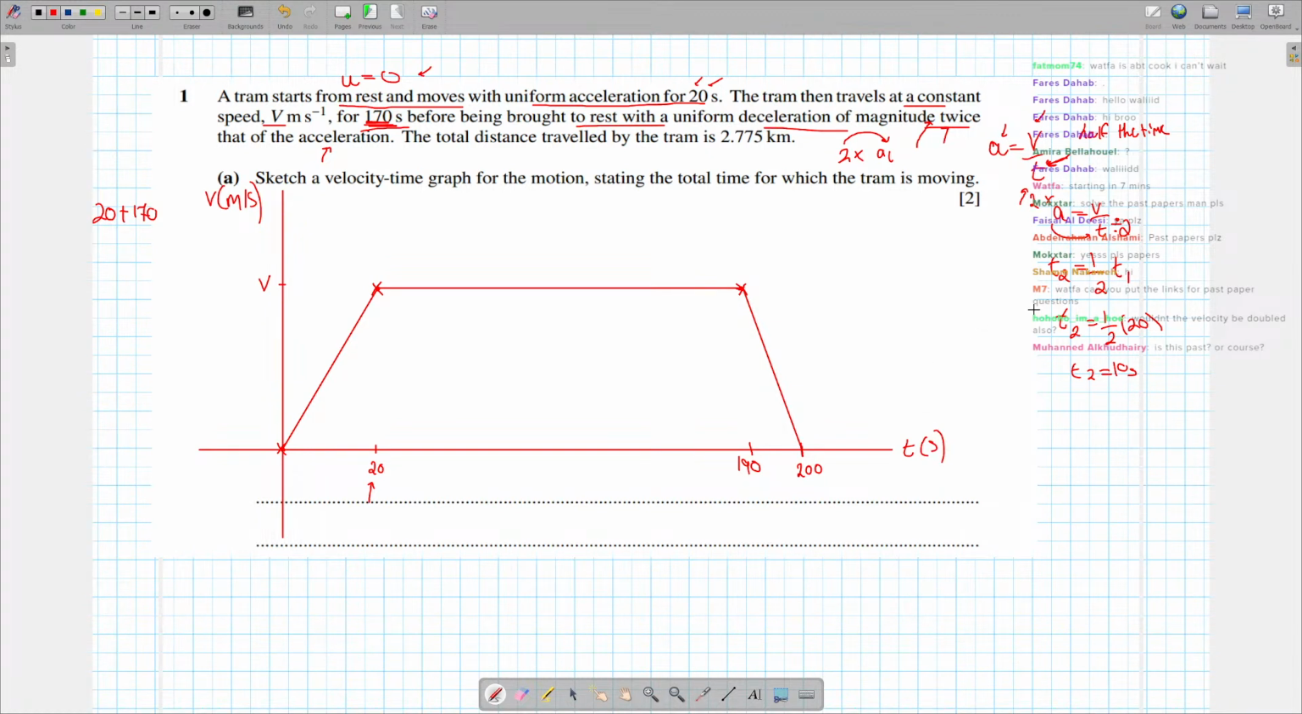Wouldn't the velocity be doubled also? Why didn't the velocity get doubled? Yes, that's correct. But why didn't the velocity get doubled? Because it's the same velocity. We're decelerating from the same velocity we accelerated up to. That's why the velocity stayed the same.